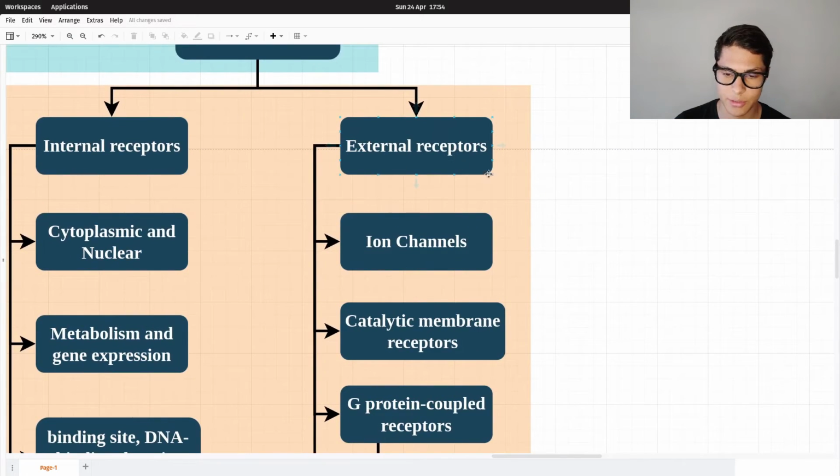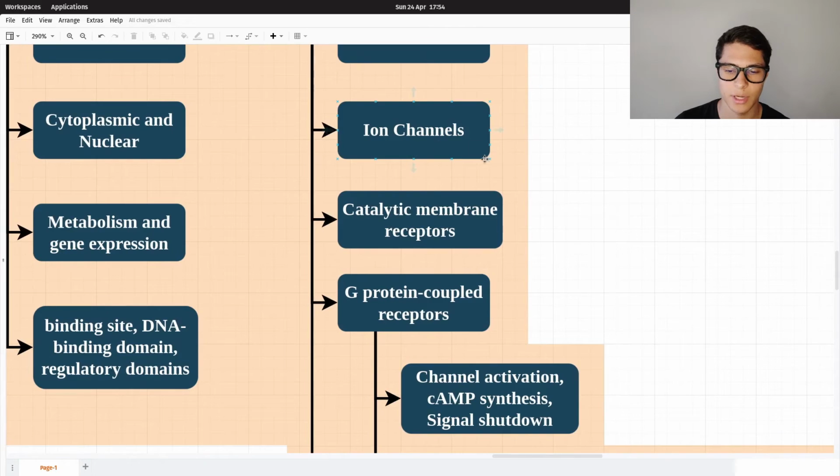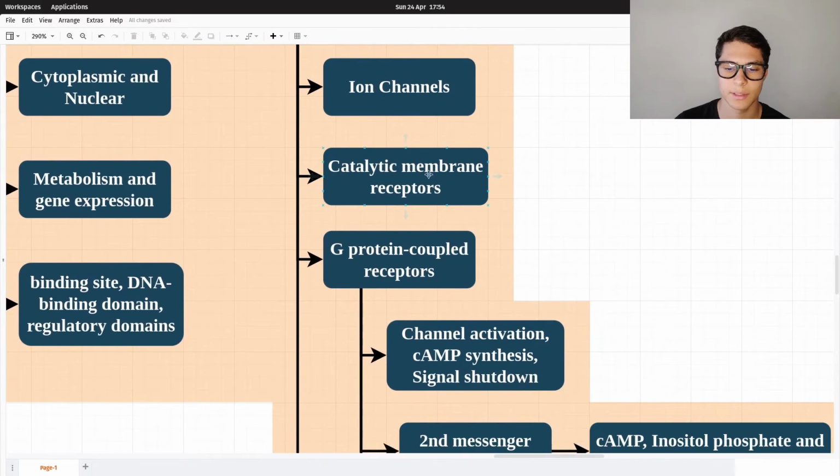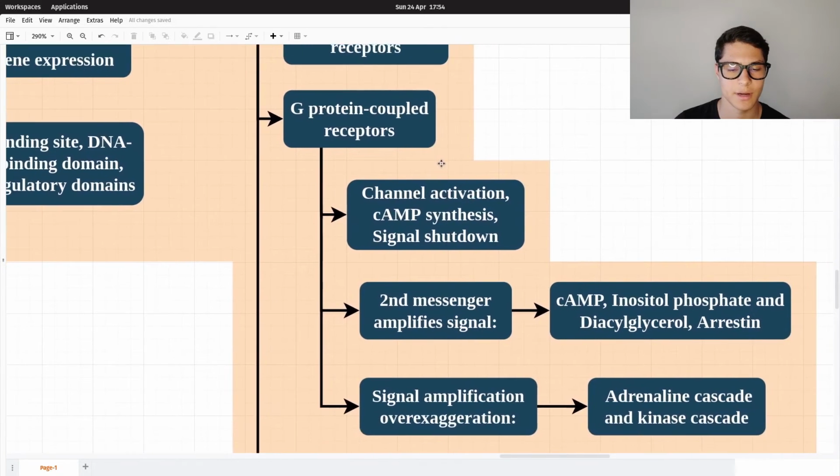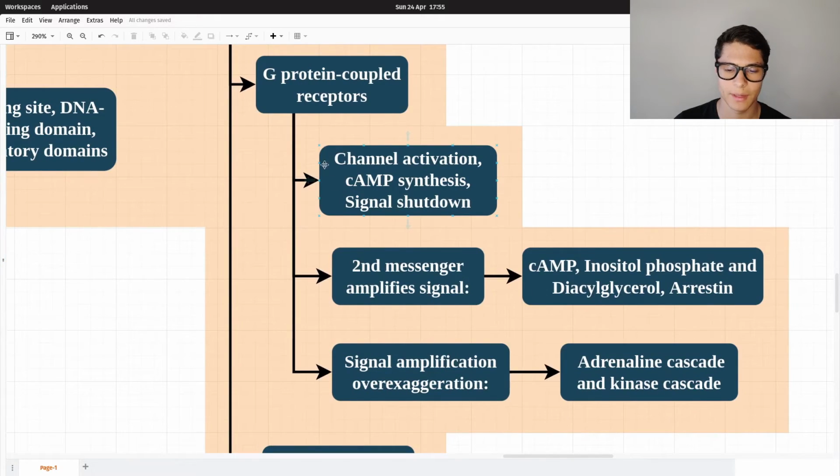On the other hand, we have external receptors, which are ion channels, we discussed them earlier, and catalytic membrane receptors, that simply have an enzyme on the membrane and speed up a reaction. The G protein coupled receptors, these are very interesting, they are very important as well. What they can do is activate channels. They can synthesize cyclic AMP and they can send the signal to get shut down.